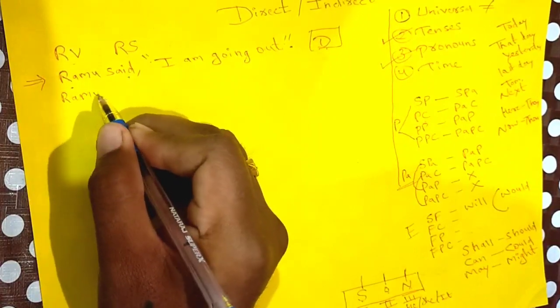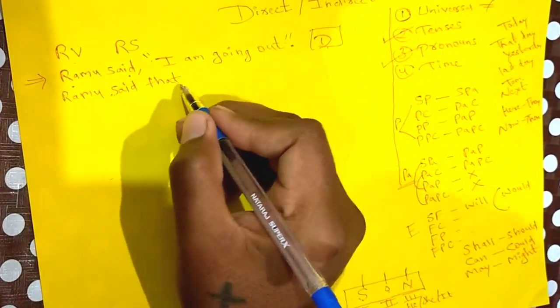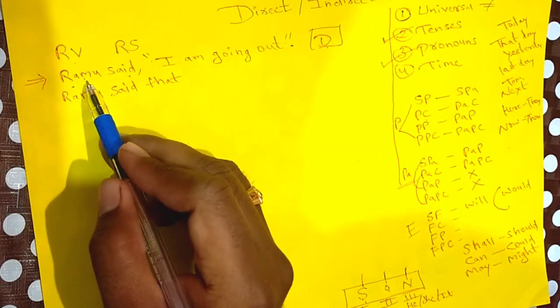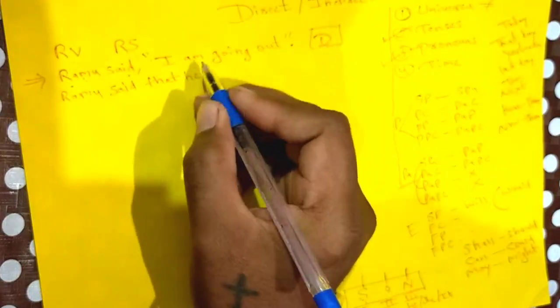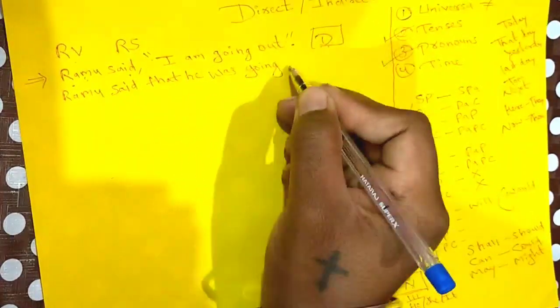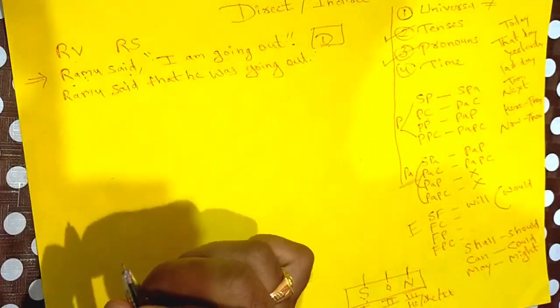So Ramu said, and when you remove the inverted commas, you have to use one conjunction, that is "that". And here we have I. This I is the subject, that means first person, so that will change according to the subject, and Ramu is the subject here, and Ramu is obviously a boy, so it will become he, and we need to change it to past continuous. So he was going out. If you are able to make sentences like these, that means your sentence is correct.